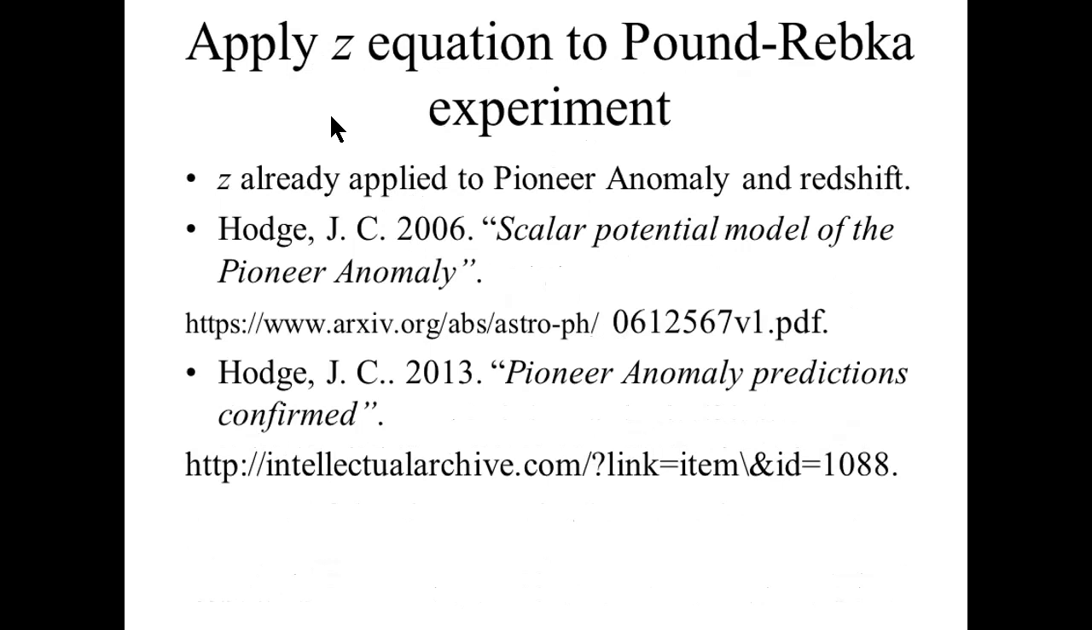We could also apply the redshift equation to the Pound-Rebka experiment. Z has already been applied to the Pioneer anomaly, all 10 of the anomalies, whereas the standard model only applies to one of the anomalies, which means it's not that good of a model. This model made predictions which were later confirmed to be true.